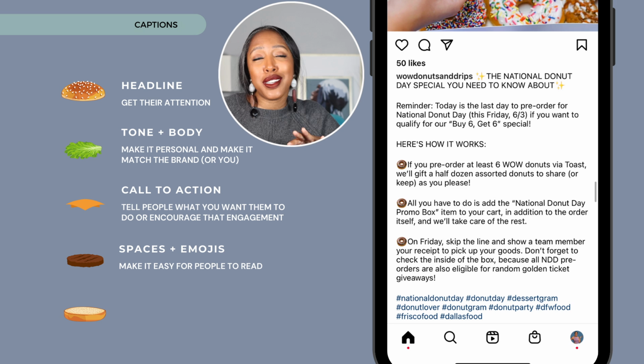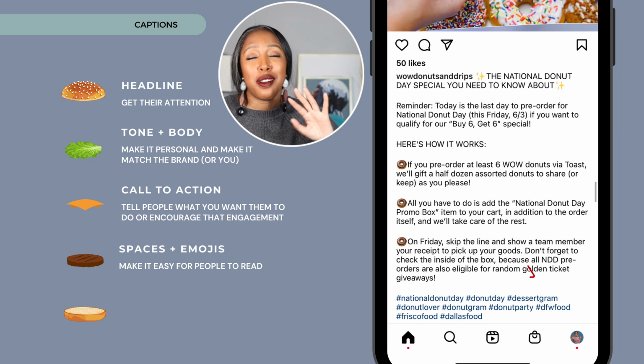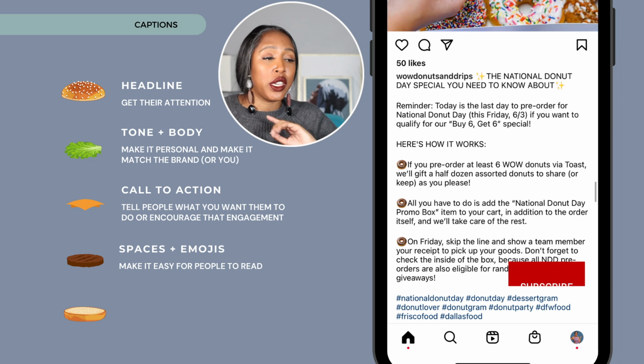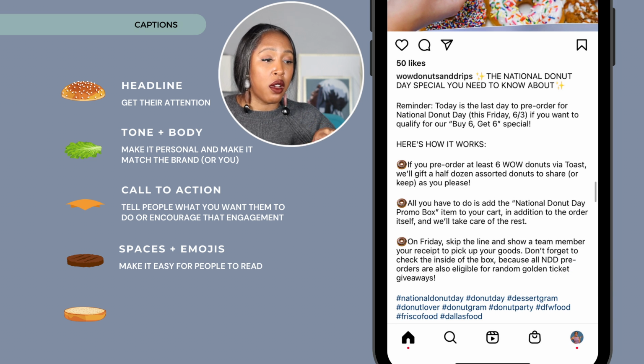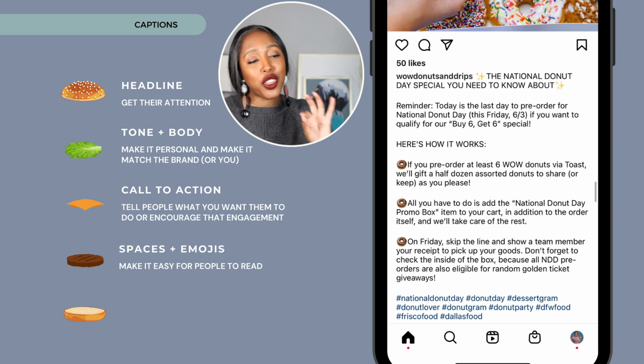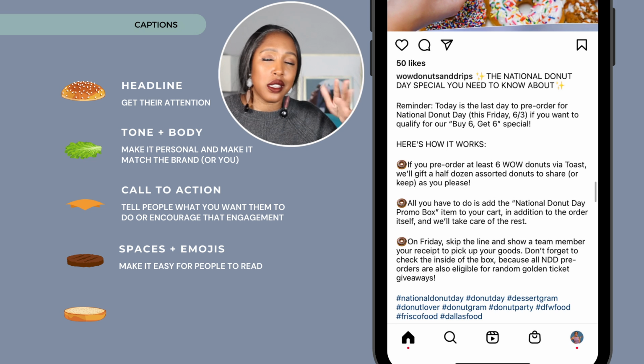The thing I like about emojis: can it be overdone? Yes, it can. Have I run them into the ground? Yes, I have. But when done right, it looks really good. So with the Wild Donuts and Drips account, you'll see underneath where it says how it works, not only do they have it spaced out, but they have cute little emojis. It's not totally overdone, but it just adds a little something to the caption and makes it a little bit easier to read.